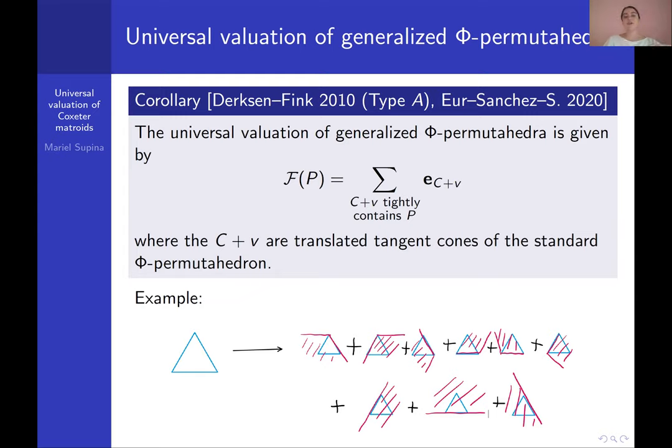Basically, for each of the six vertex cones of the hexagon, there's exactly one translation of it that we can do so that the triangle is tightly contained. So you can see we're just summing over these six cones, or these nine cones. But I put the triangle in there so you can see how it needs to be translated so that it's tightly contained. And so this gives us the universal valuation for generalized Coxeter permutahedra.